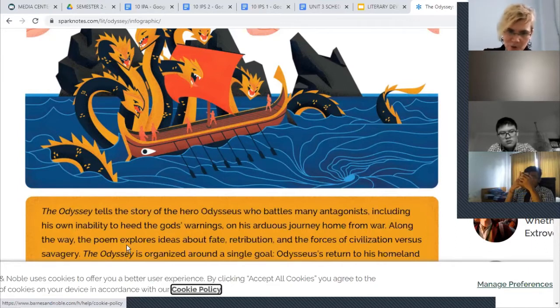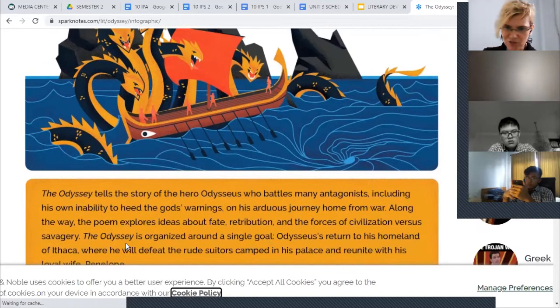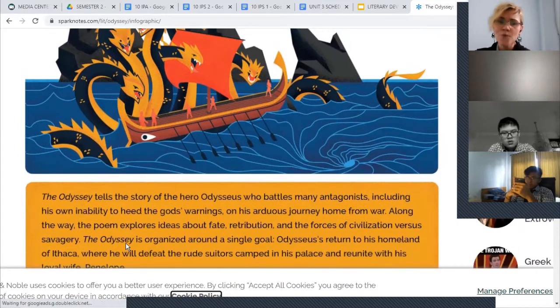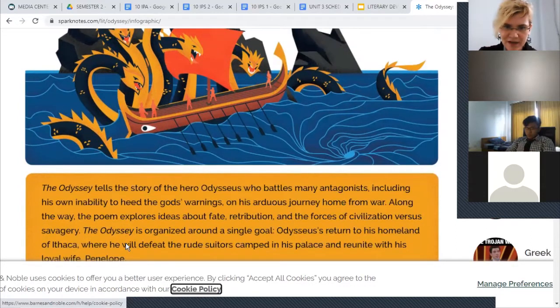On his journey home from war, the poem explores ideas about fate, retribution, and the forces of civilization versus savagery. The civilized people and the ones that are not. Now, the Odyssey is organized around a single goal. Odysseus returns to his homeland. Odysseus wants to go home to his wife Penelope and his son Telemachus in Ithaca, where he will defeat the rude suitors camped in his palace and reunite with his loyal wife Penelope.